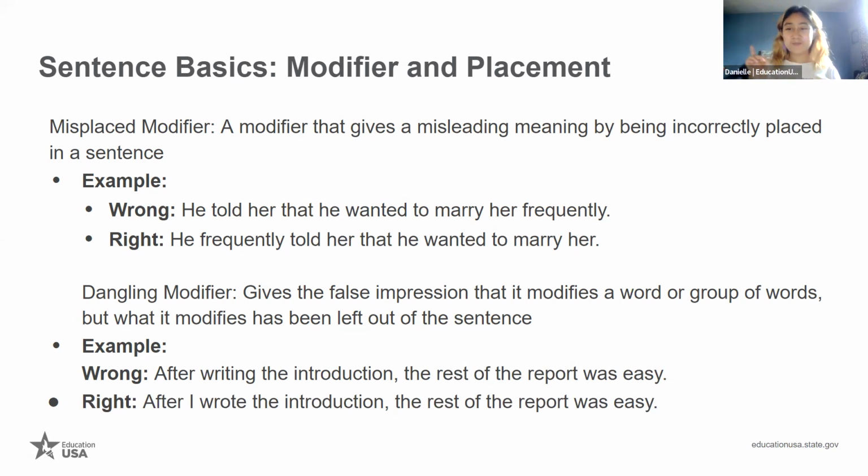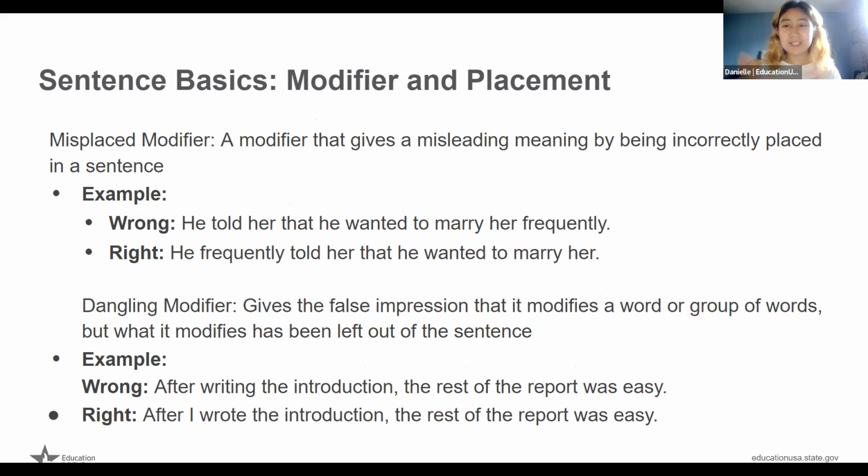Yep, okay, we're getting somewhere. So "frequently" is an adverb, right? In English, there's a lot of luxury in putting it in different parts of the sentence. The first sentence, you can say it and we'll understand, but it sounds really wrong. So the modifier should be put before the verb. So the right way: "He frequently told her that he wanted to marry her." You can see how that flows a lot better.